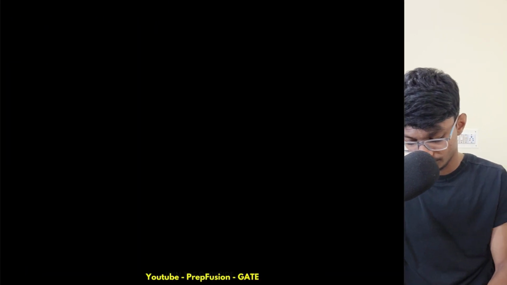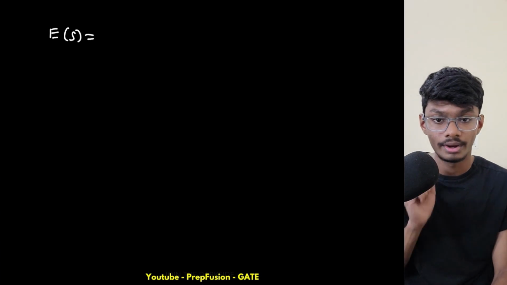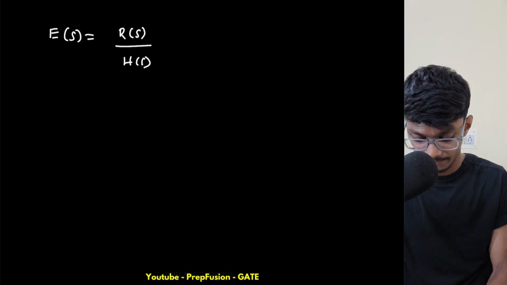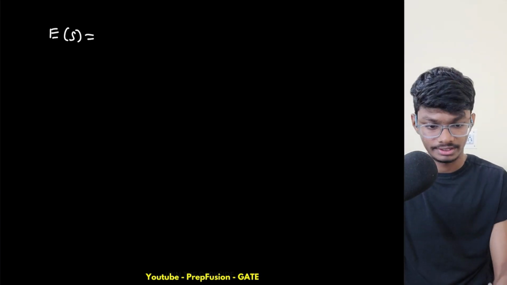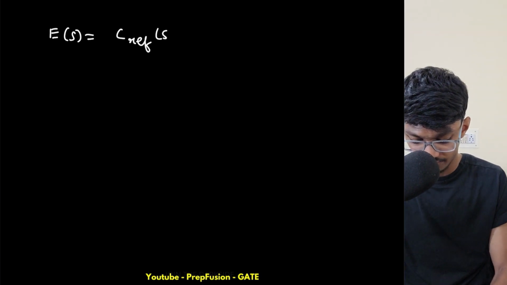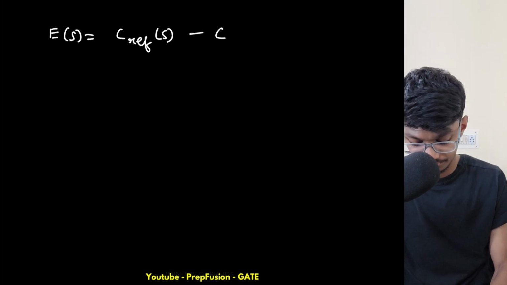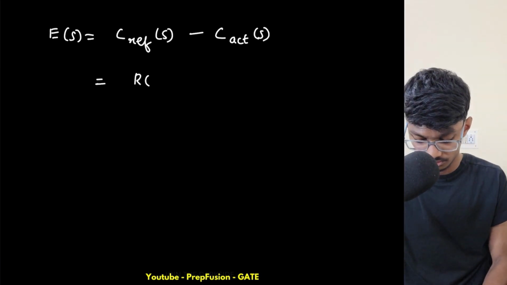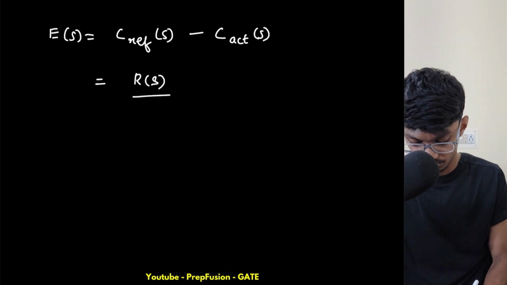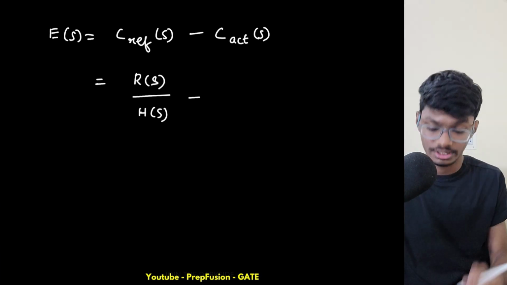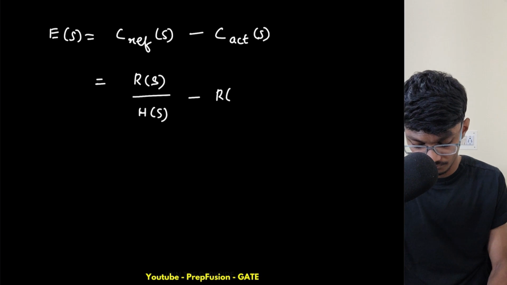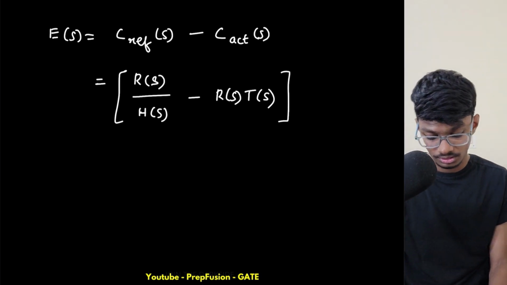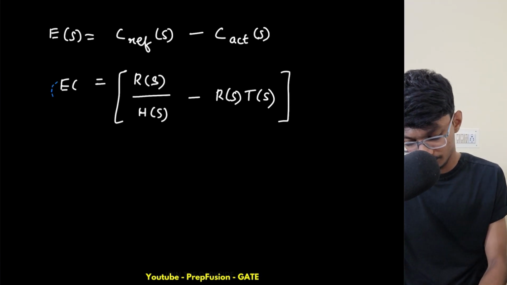So what will be my error signal? My error signal will be, first I should write it like this, C reference of S minus C actual of S. So what is my C reference of S? It is R of S upon H of S. And what is C actual of S? C actual of S is R of S into T of S. So this is my C reference of S and C actual of S. Now this is basically my error signal. From here you can simply find your answer.